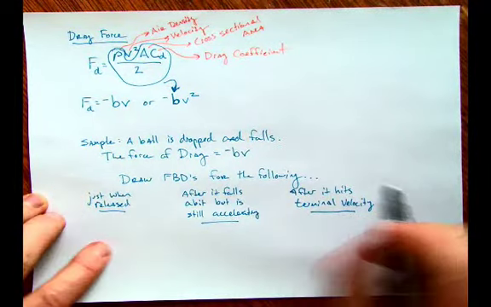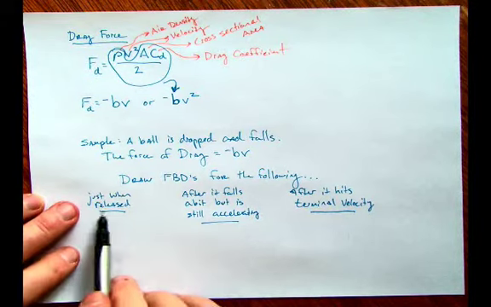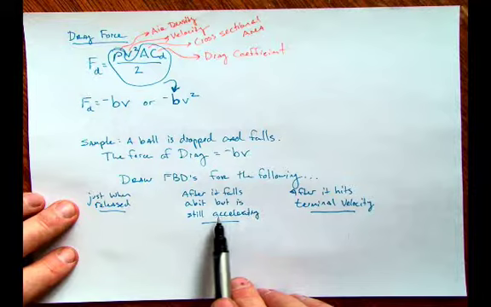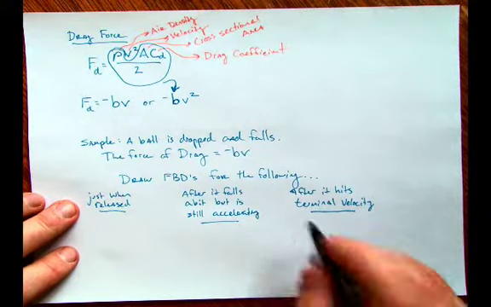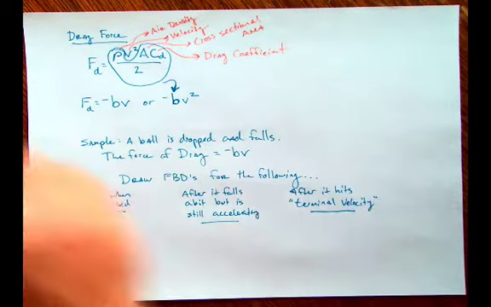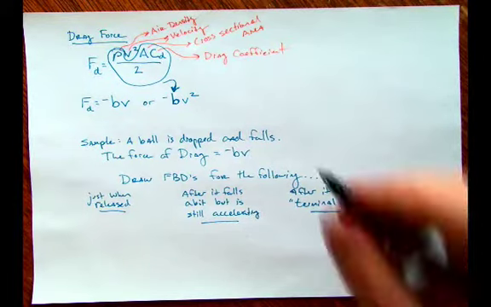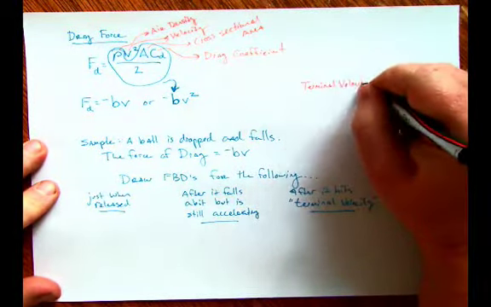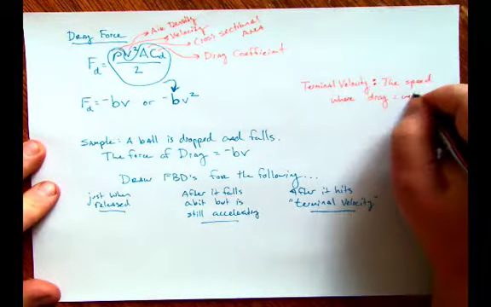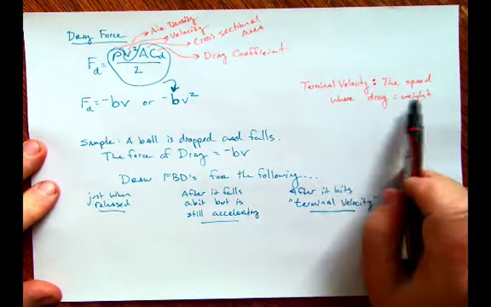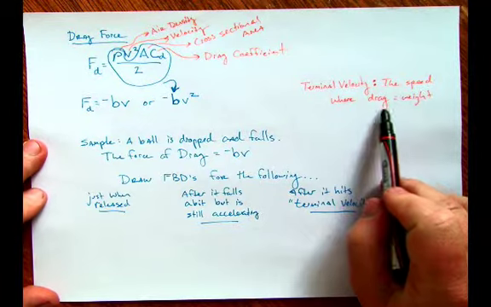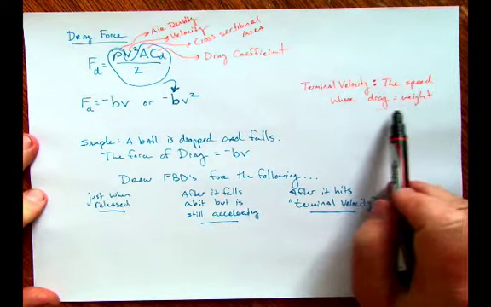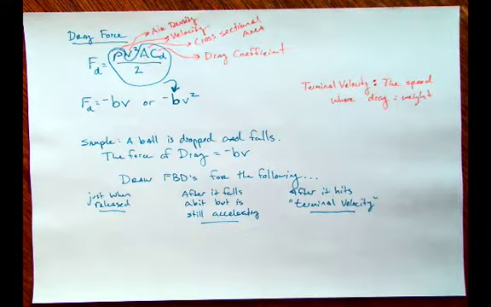The situations they might give you are just when the ball is released, after it falls for a bit but is still accelerating, and then after it hits terminal velocity. Well, the logical question, hopefully, you're asking is what is terminal velocity? Terminal velocity is the speed where your drag force is equal to your weight. So essentially it's when you stop accelerating. You stop speeding up at this point because the net force acting on you is 0.